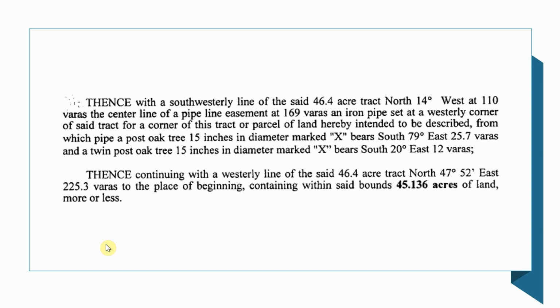Thence, with a southwesterly line of the said 46.4 acre tract, north 14 degrees west at 110 varas, the center line of a pipeline easement at 169 varas, an iron pipe set at the westerly corner of said tract for a corner of this tract or parcel of land hereby intended to be described, from which pipe a post oak tree 15 inches in diameter, marked X, bears south 79 degrees east, 25.7 varas, and a twin post oak tree 15 inches in diameter, marked X, bears south 20 degrees east, 12 varas.